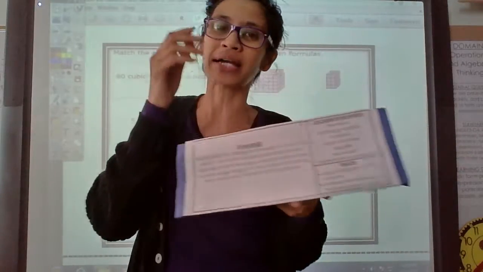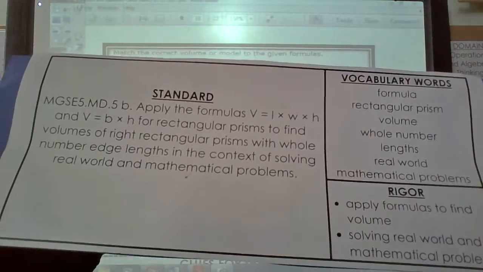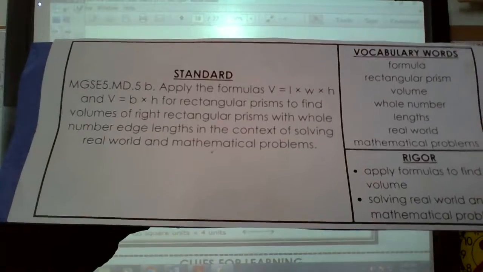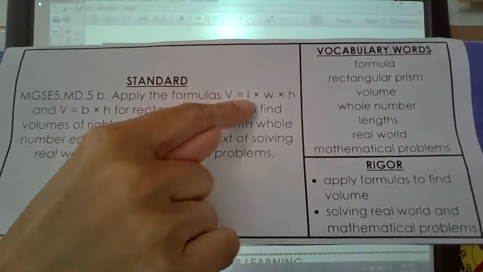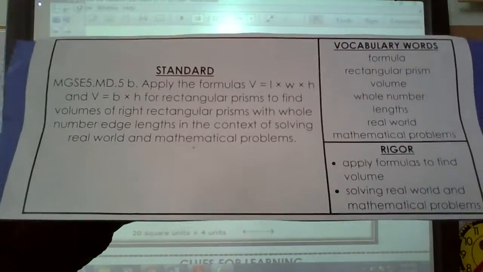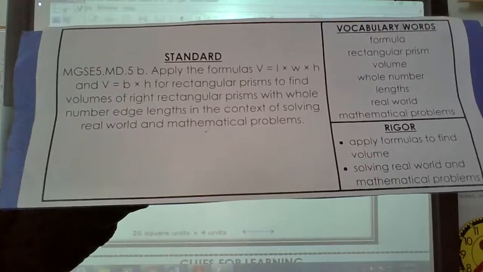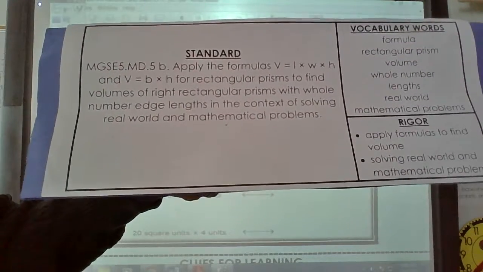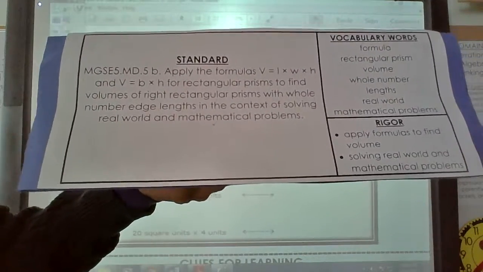Flipping it over to the back side, we have our standard. Read that with me. MGSE5.MD.5b. Apply the formulas V equals L times W times H. That means volume equals length times width times height. And V equals B times H, base times height, for rectangular prisms, to find volumes of right rectangular prisms with whole number edge lengths in the context of solving real world and mathematical problems.